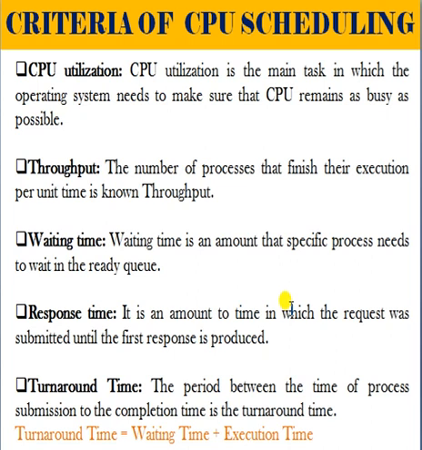Second, throughput. It is the number of processes that finish their execution per unit of time. Means number of jobs per unit time. Next, waiting time. It is the amount of time that a specific process needs to wait in the ready queue. Okay, so waiting time. Next, response time. It is the amount of time from when the request was submitted until the first response is produced.